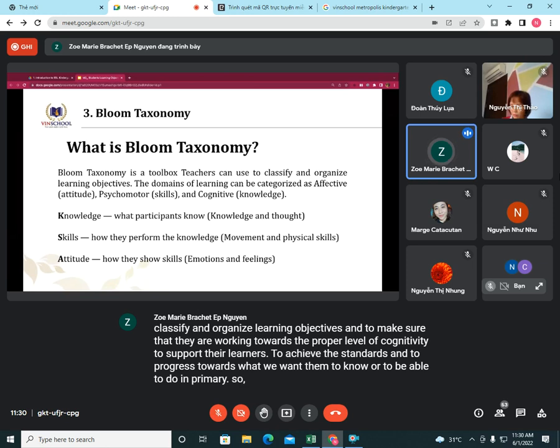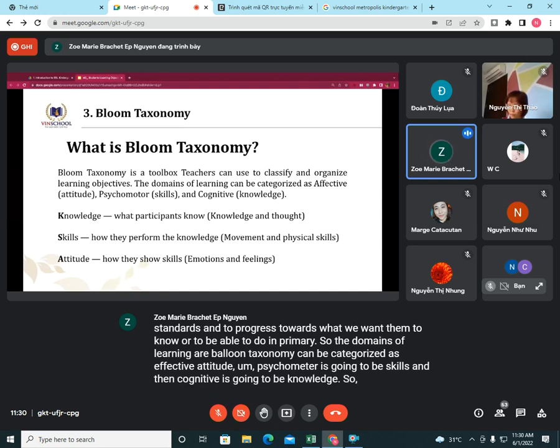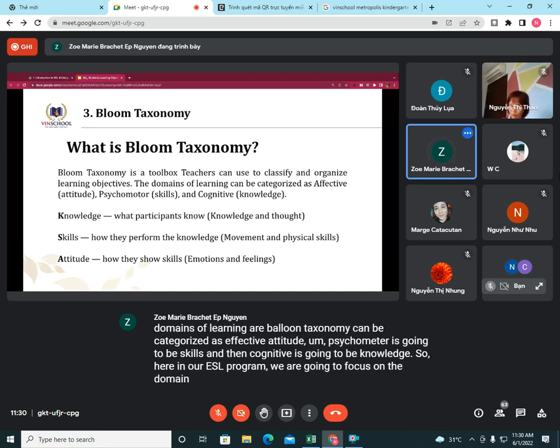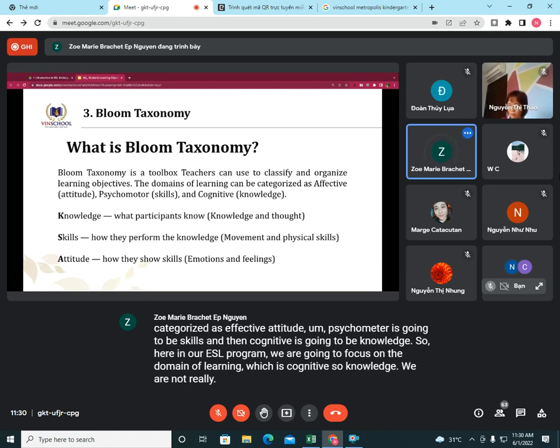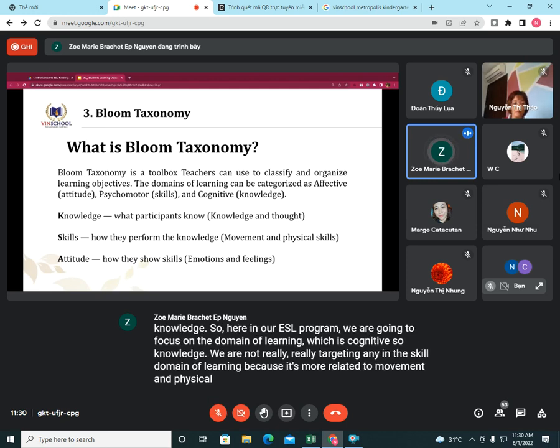So the domains of learning in Bloom's taxonomy can be categorized as affective, which is attitude, psychomotor, which is going to be skills, and then cognitive, which is going to be knowledge. So here in our ESL program, we are going to focus on the cognitive domain of learning, so knowledge. We are not really targeting the skill domain because it's more related to movement and physical skills, which is going to be done in the Vietnamese program.